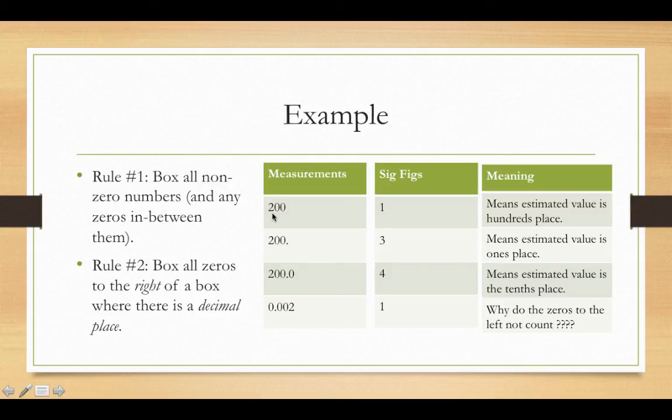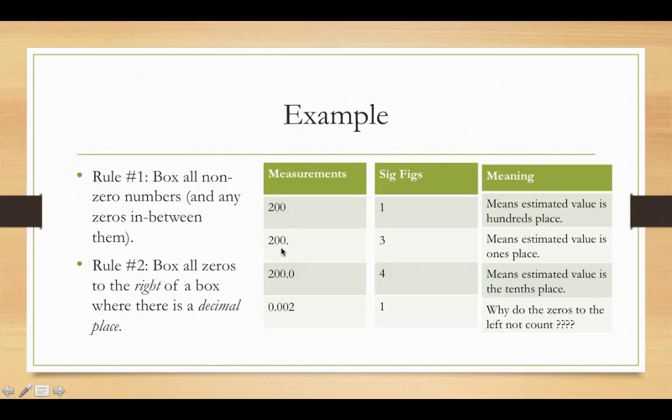I have 200 up here, and following rule number 1, I would box this 2, but I would not box any zeros to the right of it because there's no decimal place. So one significant figure, and what that tells me is that they estimated to the hundredth place. Not very good quality data.